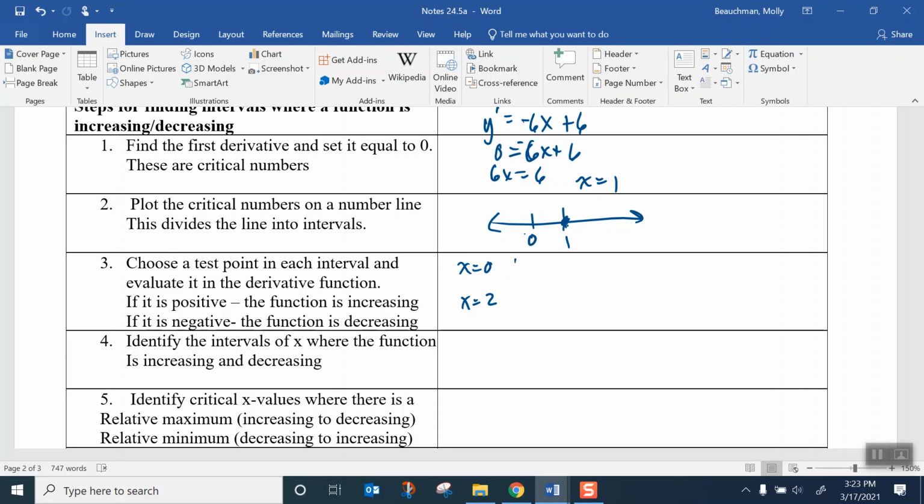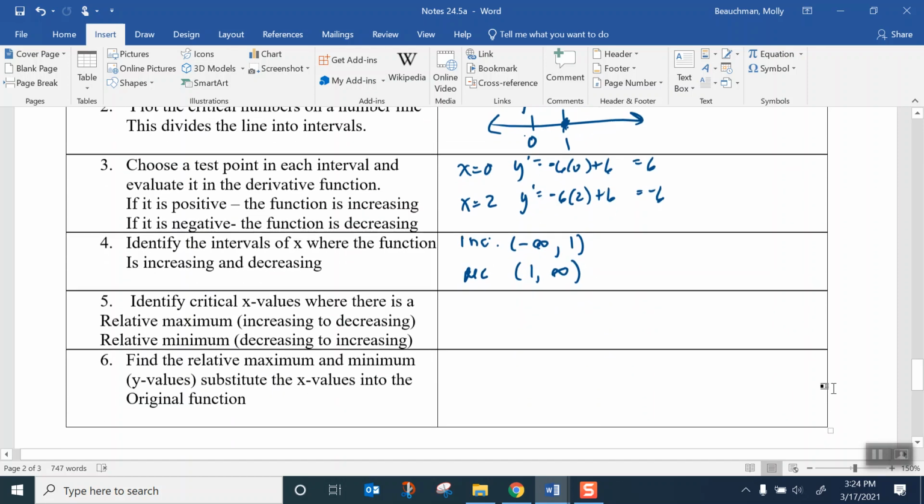substituting it in the derivative. So y prime equals -6 times 0 plus 6. We end up with 6, which is positive. So that means our function is increasing. If we substitute 2 into the first derivative, I get -6 times 2 plus 6, which is -6. It's negative, so that means every value above 1 would result in a negative. So that tells us our function is decreasing. So our function is increasing on the interval from negative infinity to 1, and it's decreasing on the interval from 1 to infinity.